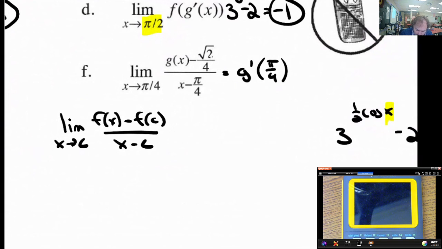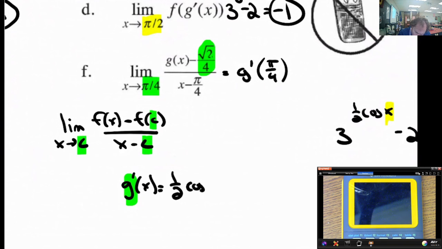You can see that the actual value is a part of it. Pi over 4 is where we want that to happen. And, of course, square root of 2 over 4 is g of pi over 4. So we're looking for g prime of pi over 4. G prime of x, we already kind of know that because we mapped it out above. It is 1/2 cosine of x.